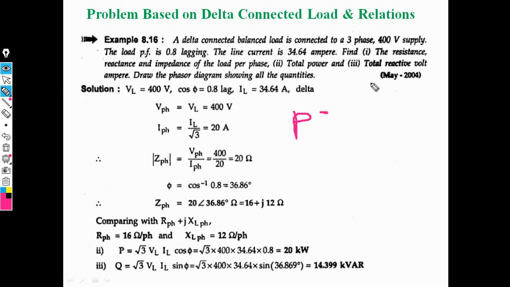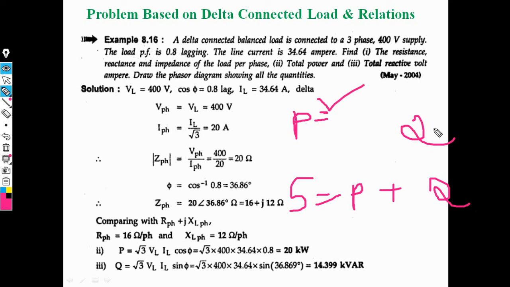Then we need to find the reactive power, that is Q, and also the total power, symbol S. S is equal to P plus Q. Here P indicates active power and Q indicates reactive power.